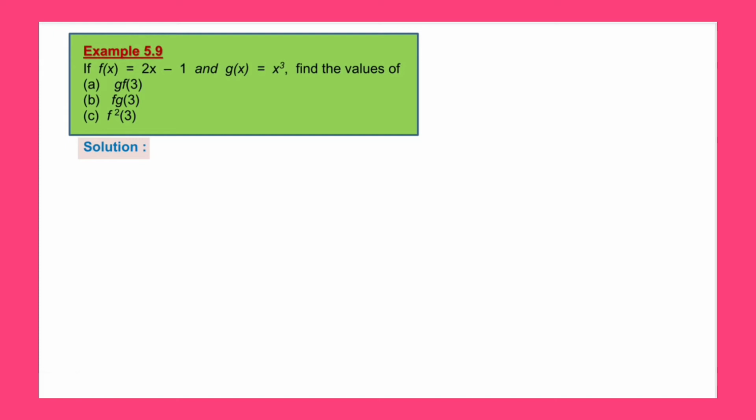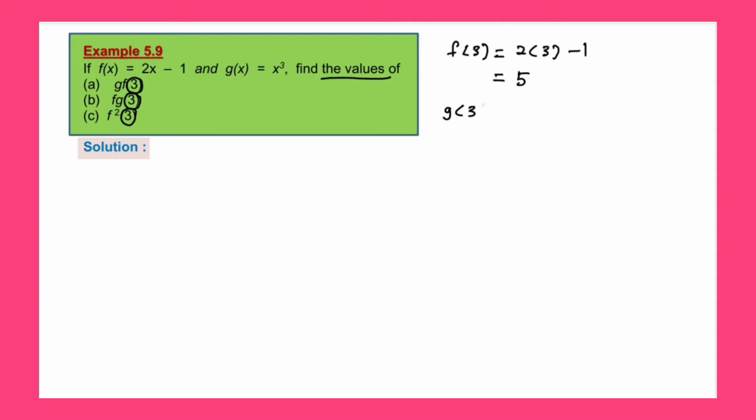If f(x) equals 2x minus 1 and g(x) equals x cubed, find the values of (a) gf(3), (b) fg(3), and (c) f squared of 3. For this question, I realized that our x is all 3. What I do here is I calculate f(3) first. f(3) equals 2(3) minus 1, and this equals 5.